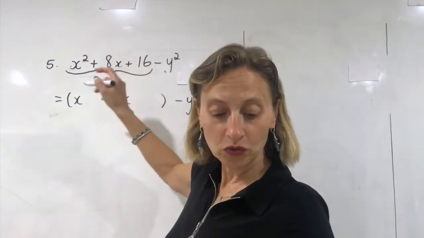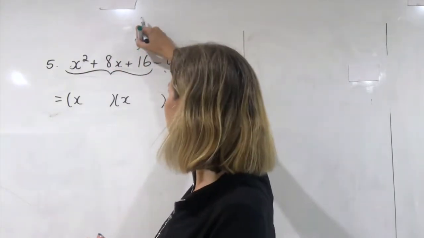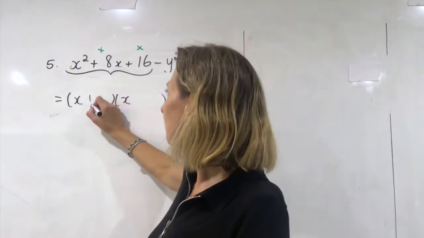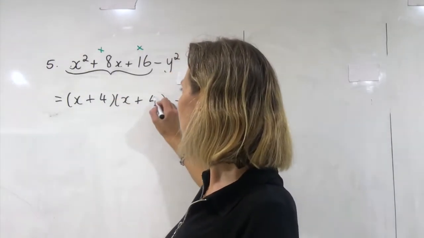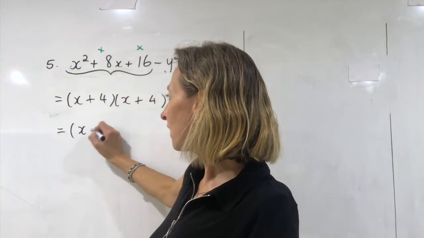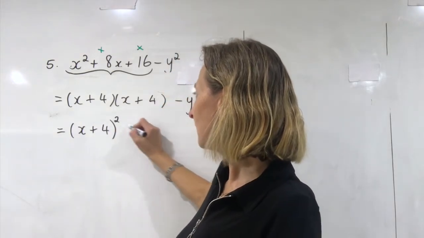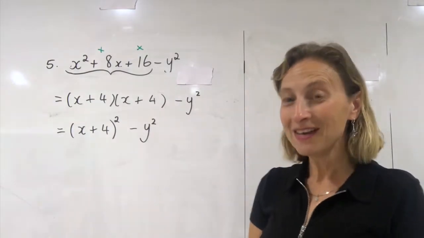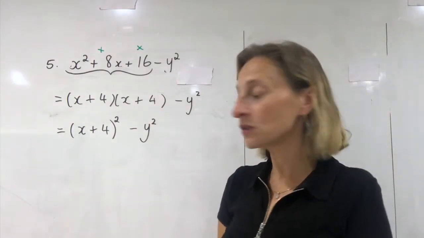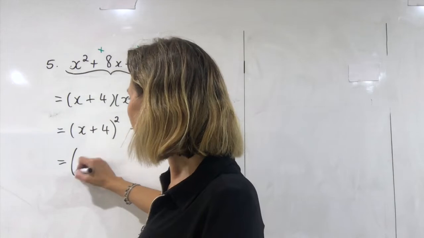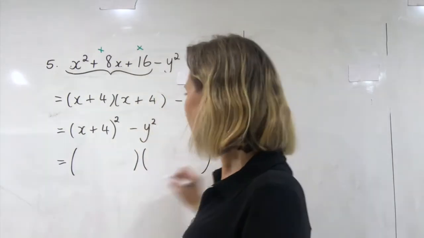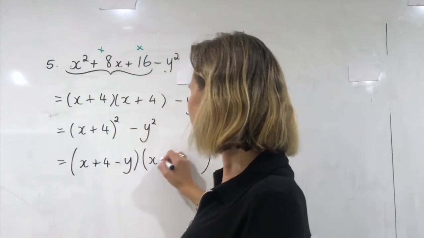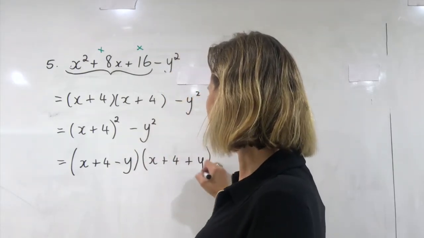I'm looking for 2 numbers that multiply together to give 16 and add to give 8. 4 and 4, plus 4 plus 4, which is nice because I can write that as x plus 4 all squared, minus y squared. No great surprise to us, hopefully now, that it becomes the difference of 2 squares. And I have x plus 4 minus y and x plus 4 plus y.